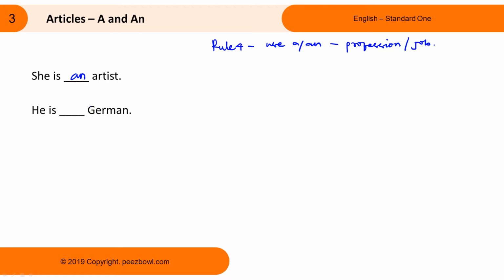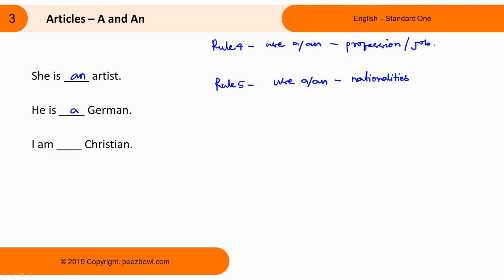My next example is, he is dash German. In this example, German is about a person who belongs to Germany. Here you have rule number 5. Use A or N with nationalities. For example, I am a German. I am an American. So in this example, it will be, he is a German.